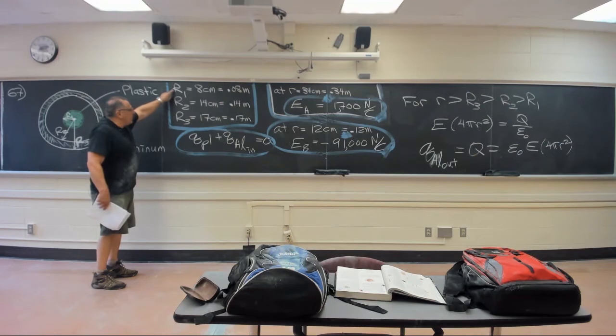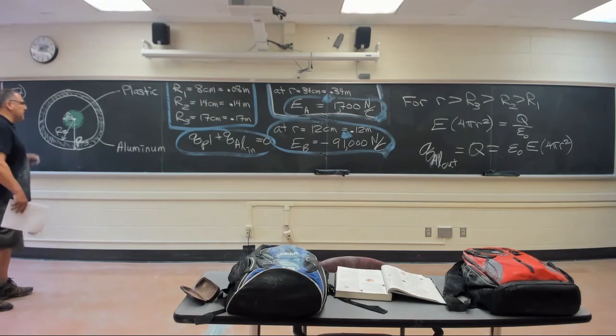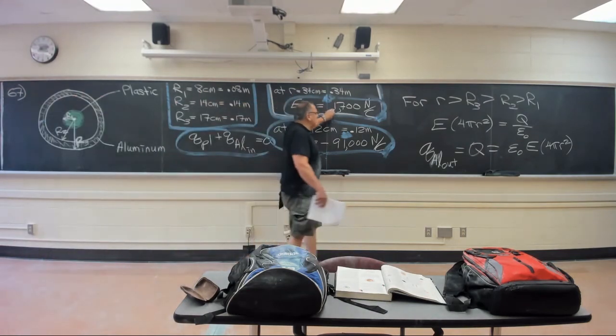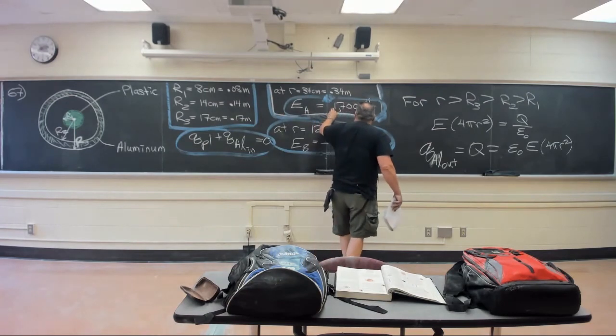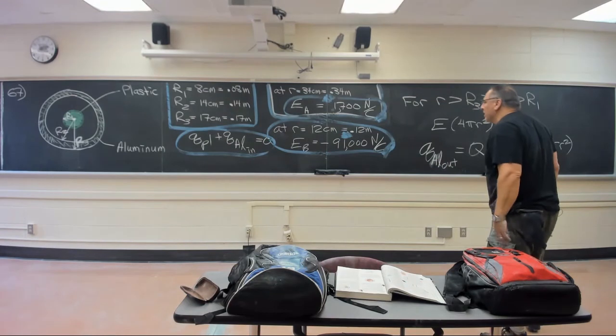Radius of the plastic sphere, 8 centimeters. Inner radius of the shell, 14 centimeters. Outer radius of the shell, 17 centimeters. And this is double the outer radius right here, and it's given us this. It's pretty far away. I guess it would make sense it wouldn't be a big number. It's far away from the charge conglomeration, in a sense.